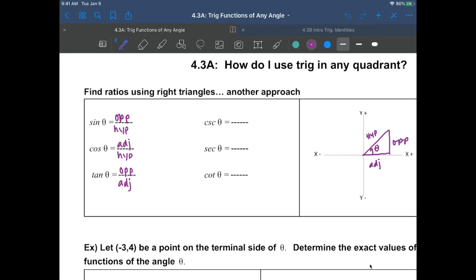All right, we're looking at trig in any quadrant, and this is just another way to look at trig on the unit circle. So first we looked at trigonometry using our special right triangles, and now we're going to look at it just like with traditional opposite over adjacent, hypotenuse over adjacent, and so on and so forth.